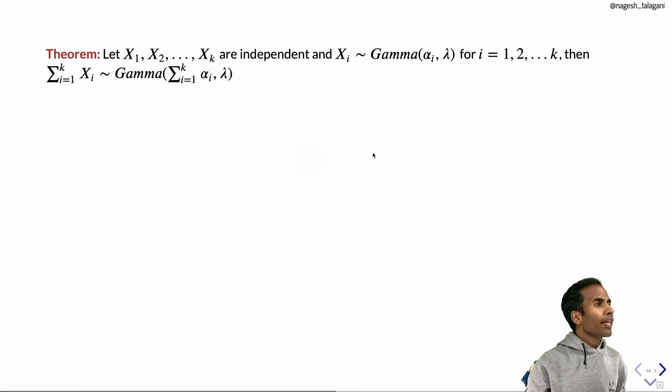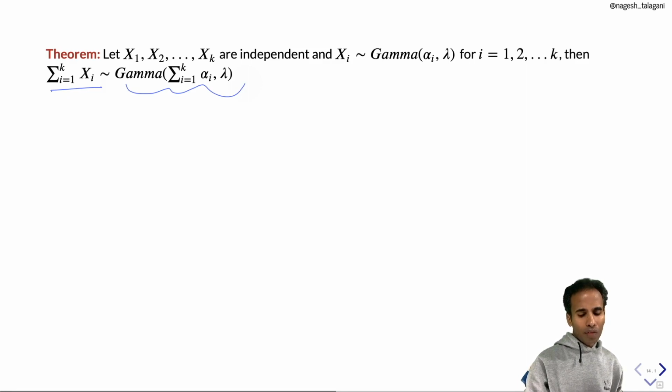Next, theorem. Let X1, X2, so on Xk be independent and Xi follows gamma distribution with the parameters alpha i comma lambda for i equal to 1 to so on k. Then summation Xi from i equal to 1 to k follows gamma distribution with the parameters summation alpha i from i equal to 1 to k comma lambda. Here we have the same parameter lambda for all i. Here again we are going to prove it in a similar fashion.